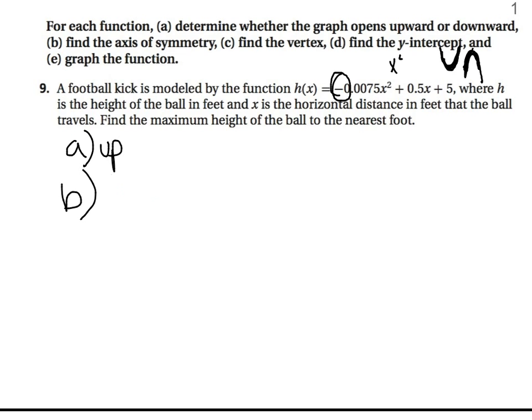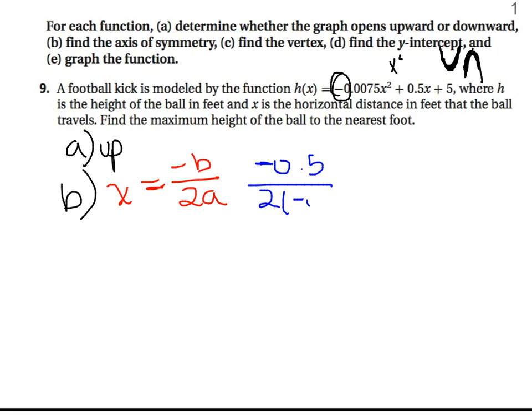Alright, so the simple formula for that is that x is going to be negative b over 2a. Notice that this is the front half basically of the quadratic formula, just a little connection there for you. So it's going to be negative 0.5 over 2 times negative 0.0075. That's something we're definitely going to have to type in our calculators here. Alright, so what we get when we type that in your calculator is approximately 33.3 continued. It's actually exactly 33.3 continued.